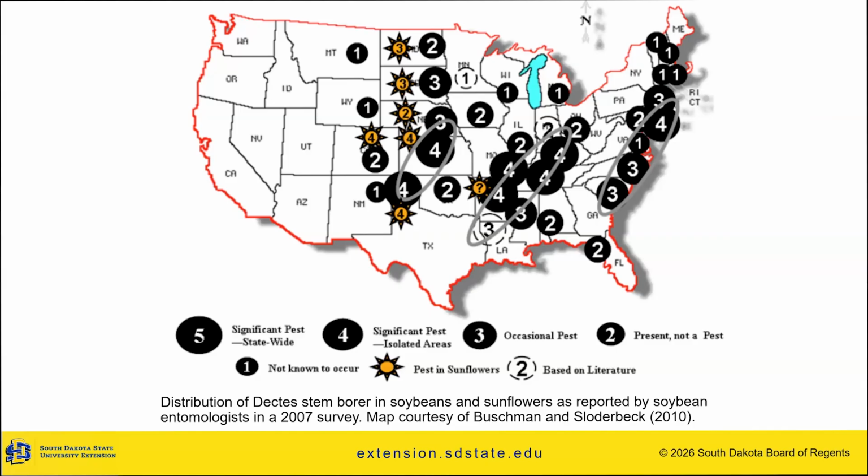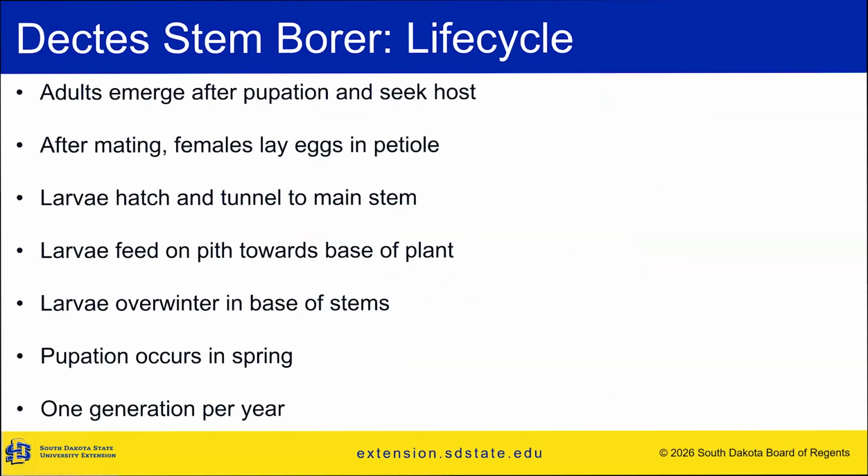If we look here in South Dakota, we got a 3 for soybean, which means it's an occasional pest, and it was a pest in sunflowers. That was kind of the history since the 1960s. In South Dakota, Dectes stem borer just weren't a big issue for us in soybean production. If we look down to the south of us, that's where they showed up as more of an issue in soybean, quite a bit further south of South Dakota. And that may change, and we know things do change with insects, and maybe that's why we're seeing what's going on right now in our state.